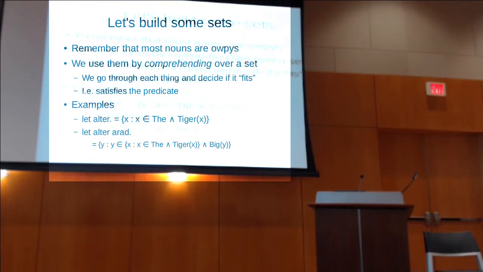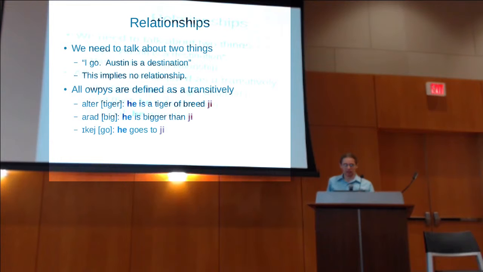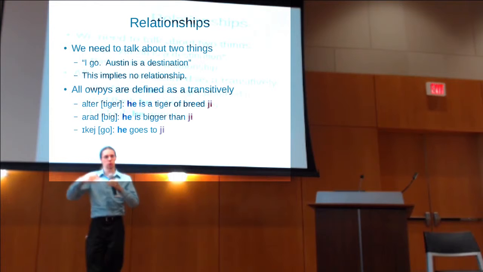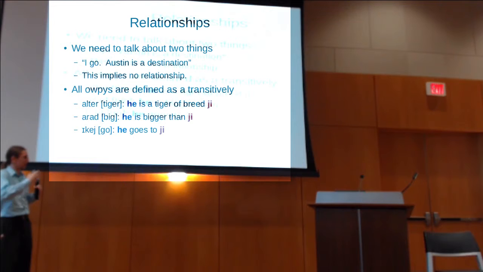But unfortunately, this again only gets us so far. Right, we can specify that I'm a goer, we can talk all about the means that are going, and we can talk about Austin as a destination, but that doesn't specify a relationship between the two. There's no reason to imply that I am actually going to Austin. So fortunately, as we've already seen, we can make opus transitive.